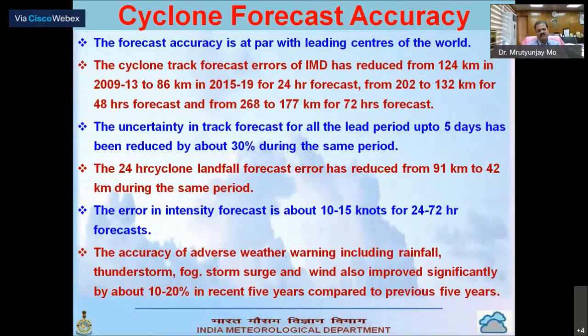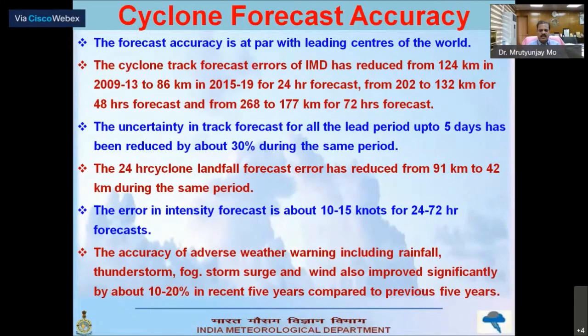As you know, in the recent years, we have seen the cyclone Phailin, Hudhud, Titli, Fani, Amphan, where IMD has provided very accurate forecast and thus enabled the disaster managers, stakeholders, and general public to take necessary actions to minimize the loss of lives and properties.